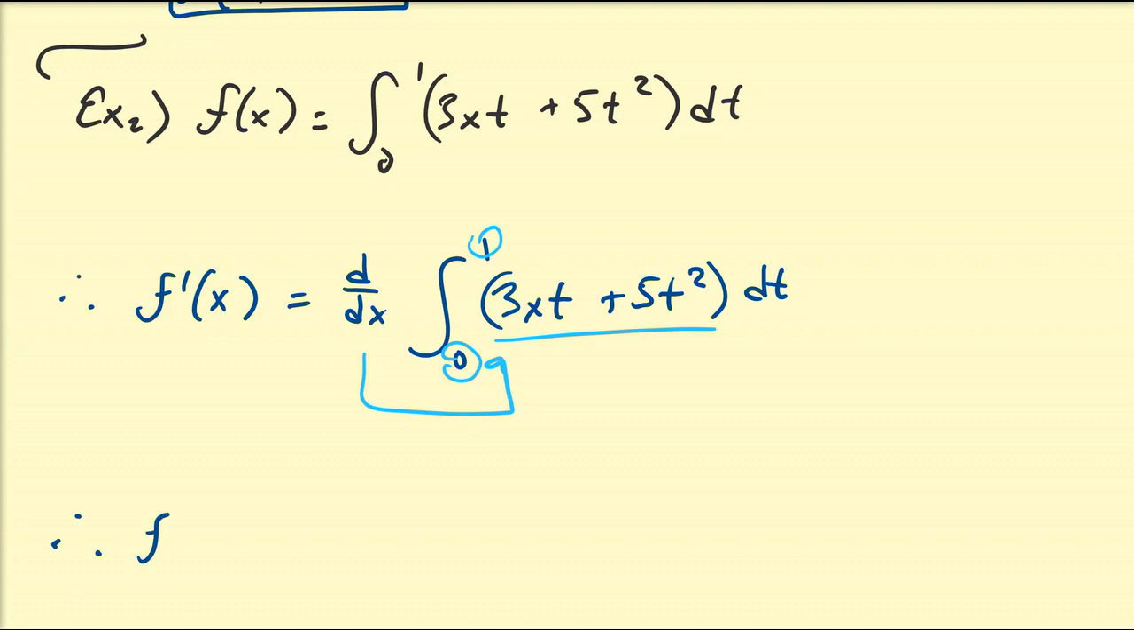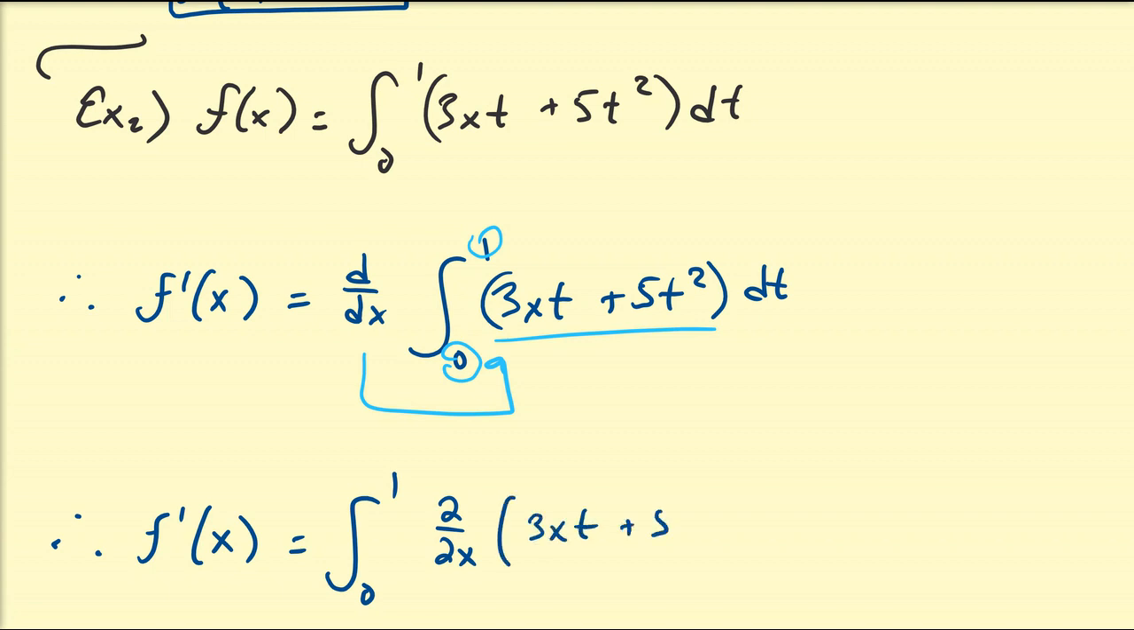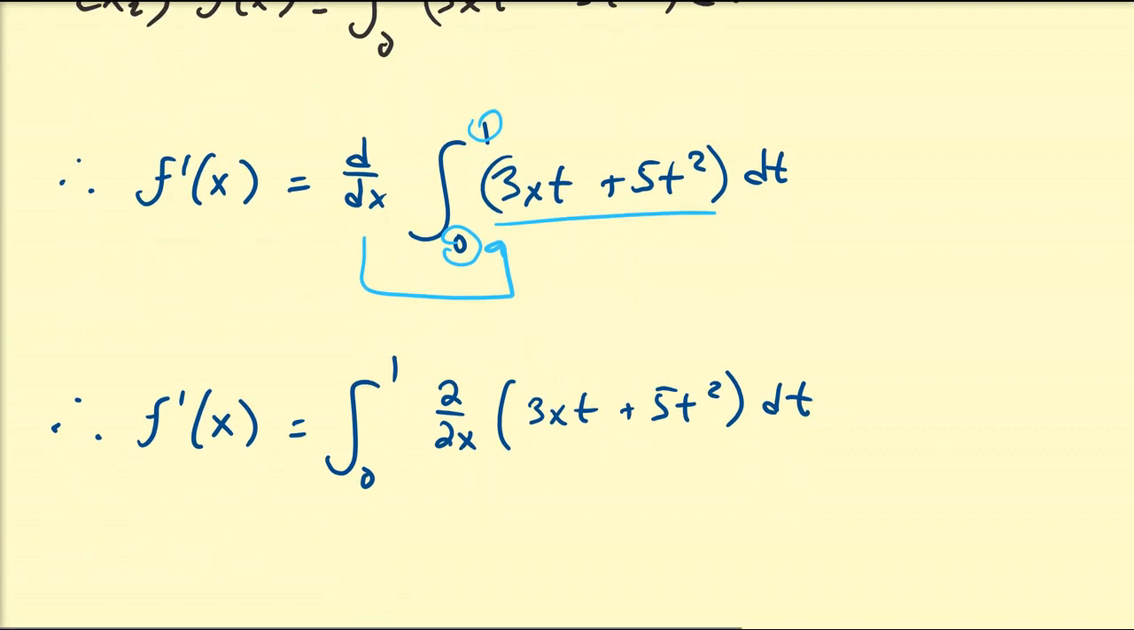So that means f prime of x is equal to the integral from 0 to 1 of the partial derivative with respect to x of 3xt plus 5t squared dt. So if we're taking the partial derivative of this with respect to x, we're treating t as a constant here. So that means 3t is the constant coefficient of x, and 5t squared is a constant in its own right.